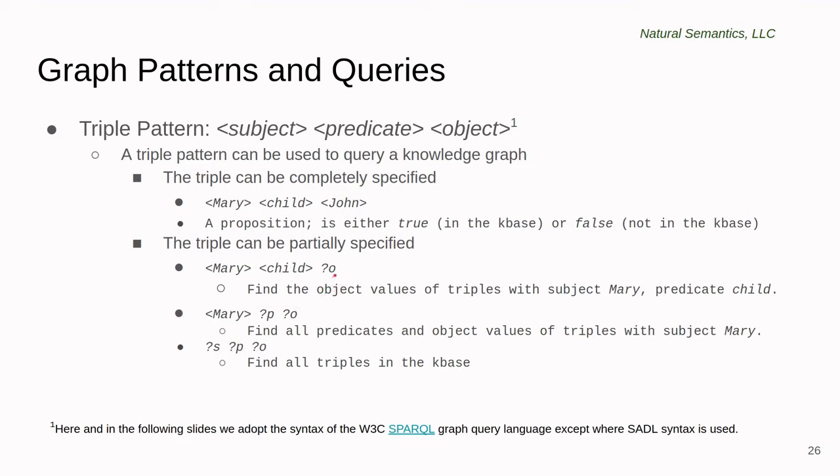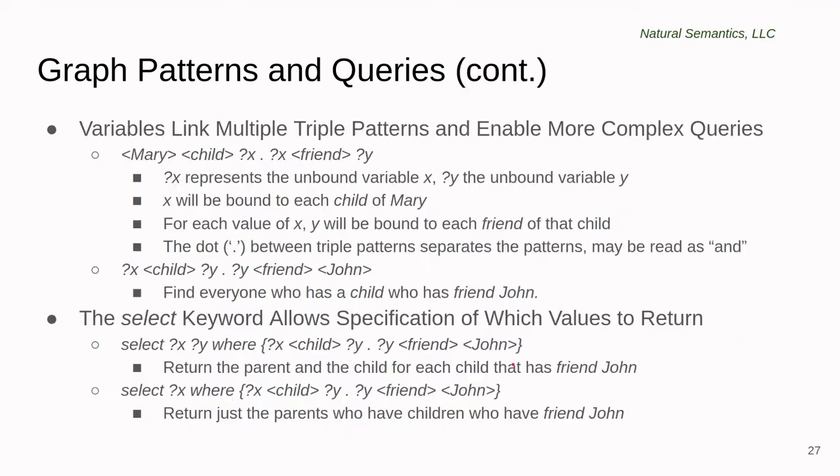We might have more than one unbound variable in our triple pattern. So for example, if we said Mary ?P ?O, then we're saying find all of the predicates and their object values of triples with subject Mary. Or in fact, we could have a completely unspecified pattern, ?X ?P ?O, and this query means find all of the triples in the knowledge base. So this concept of a triple pattern, either fully specified or partially specified or not specified at all, gives us a way of querying a knowledge base.